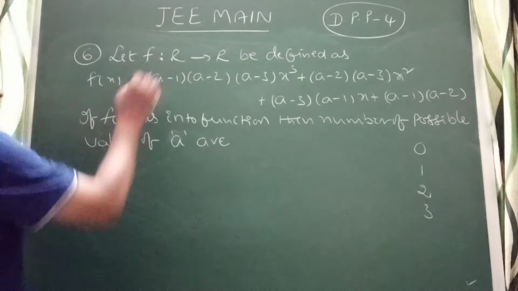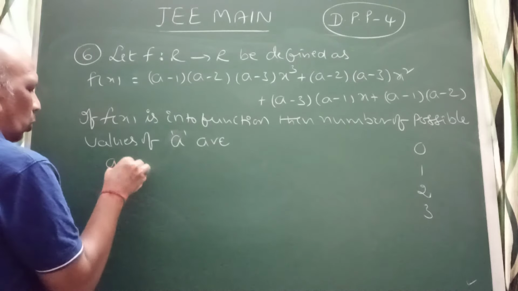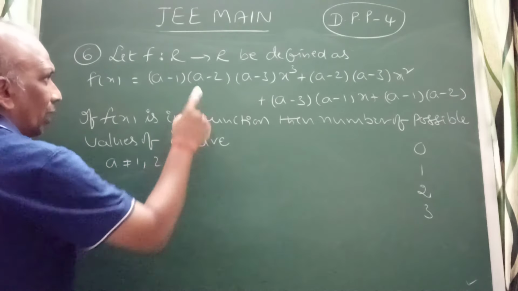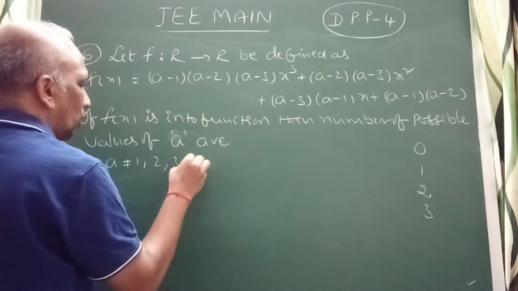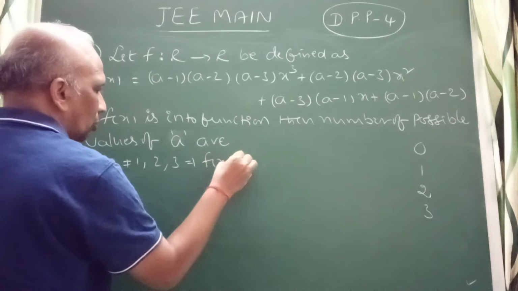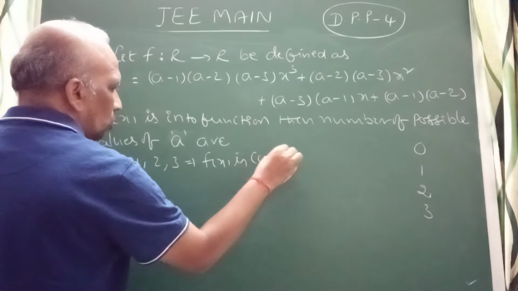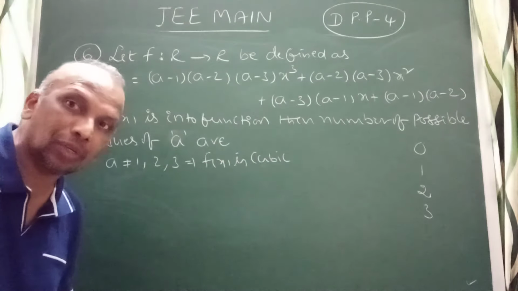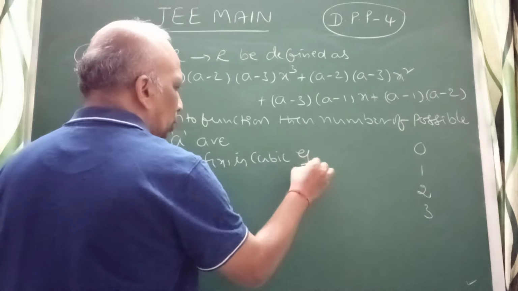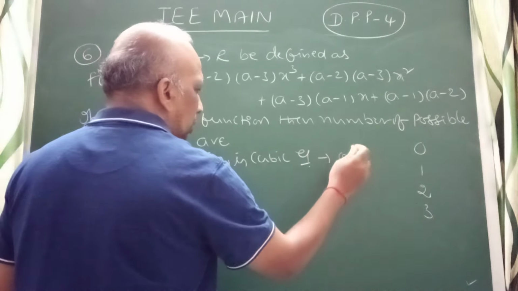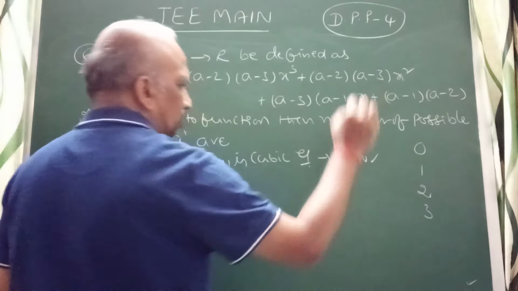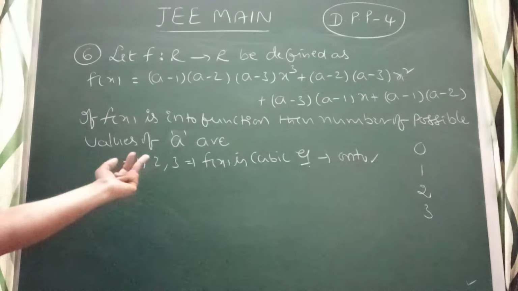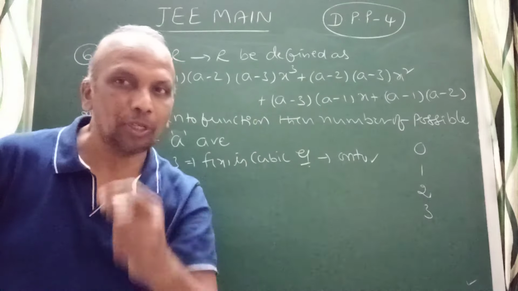Now you see, suppose a is not equal to 1, 2, 3. When a is not equal to 1, 2, 3, definitely f(x) is a cubic equation. Since f(x) is a cubic equation, we'll get that this is an onto function. Definitely it is a cubic equation, so it should be an onto function.